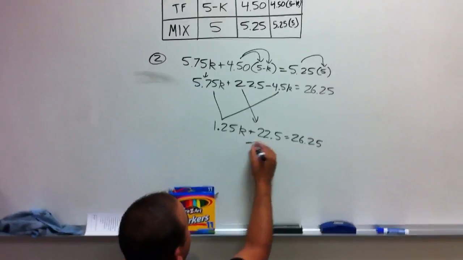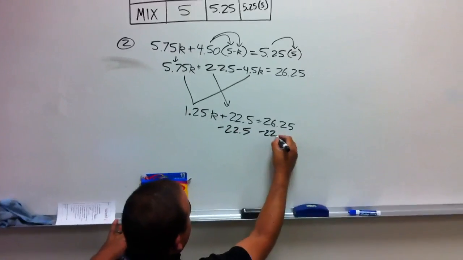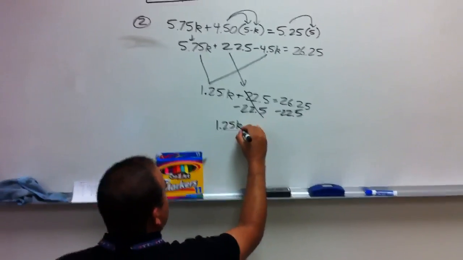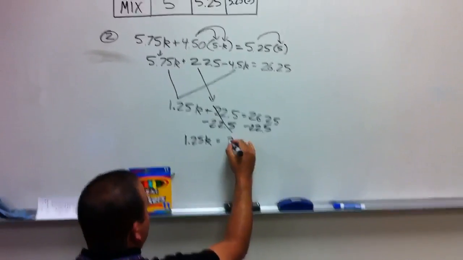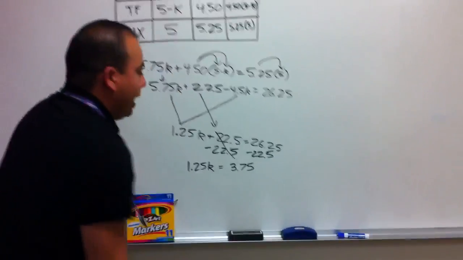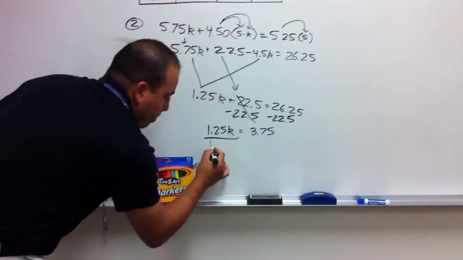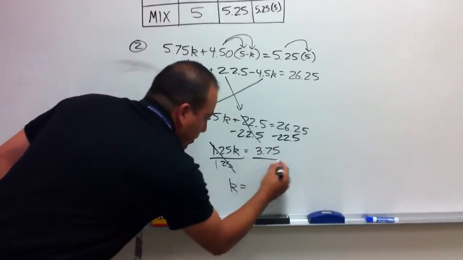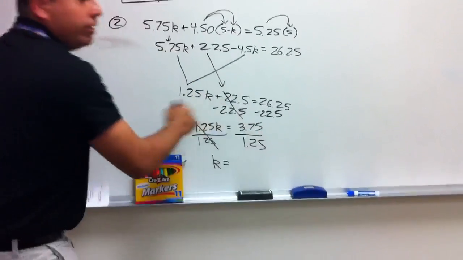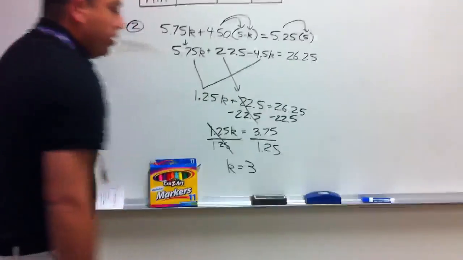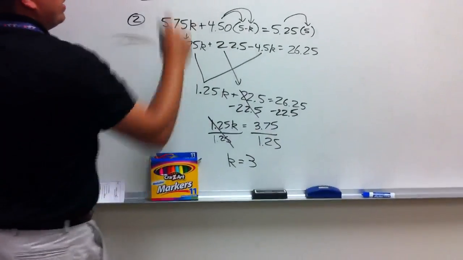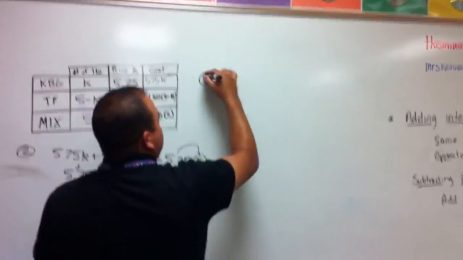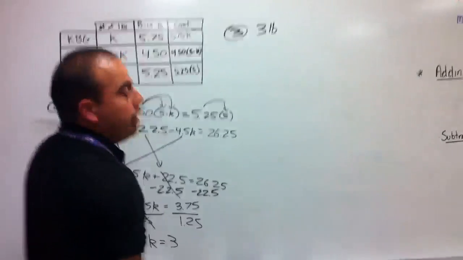All right, now it's just simple math. I still have to isolate the K. I'm going to subtract 22.5 from both sides to get rid of this. I have 1.25K equals 3.75. Last step, divide to get K by itself by 1.25. That turns into 1. I'm left with 1K equals, 1.25 goes into 3.75 3 times, which means K, which is the amount of Kentucky bluegrass I have, is 3. So your answer for number 3 is 3 pounds.